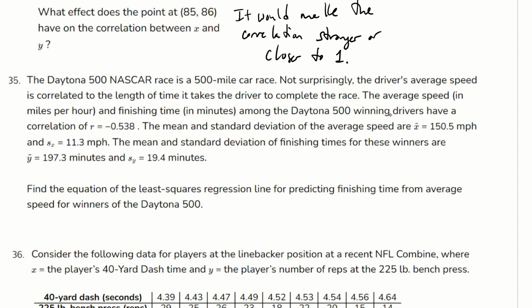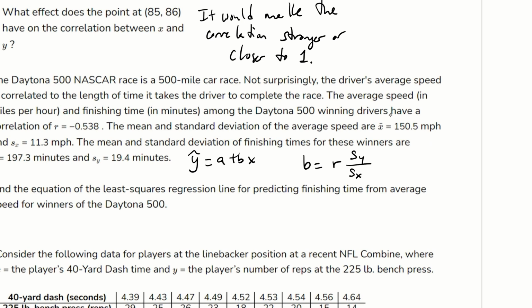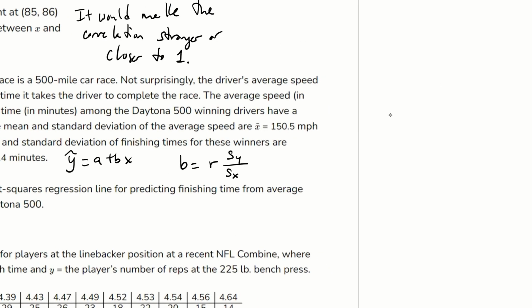The mean and standard deviation of the average speed are given. Mean and standard deviation of finishing times are also given. Find the equation of the least squares regression line. All right, so remember, it's y hat equals a plus bx. Now to get b, it's the correlation times the standard deviation in the y over the standard deviation in the x. And to get a, we'd have to do y bar minus b times x bar.